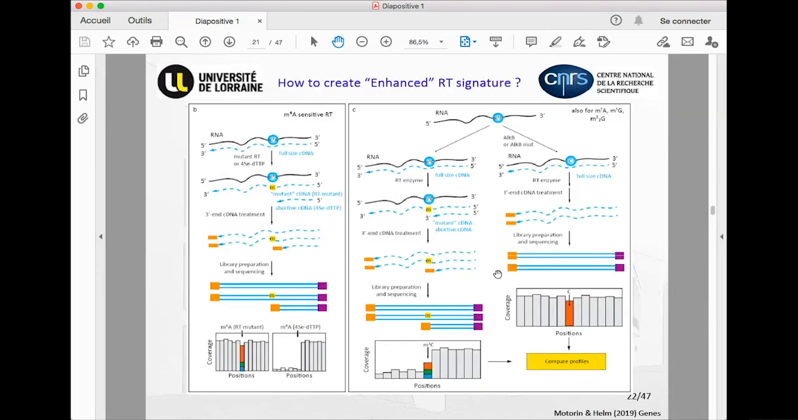So how to enhance reverse transcription signature, how to make it more visible? There are different approaches for that. M1A, which is normally silent in terms of reverse transcription, the presence of M1A can be revealed either by using a reverse transcriptase mutant with a mutation in the active site, and in this case, the enzyme will be more sensitive to the presence of M1A and create a visible misincorporation signature, or by the use of an analog of the substrate, in this case, selenium substituted dTTP, which will block extension at the position of M1A, and this can be detected also as a drop in the coverage.